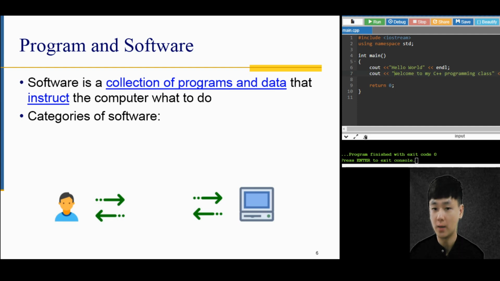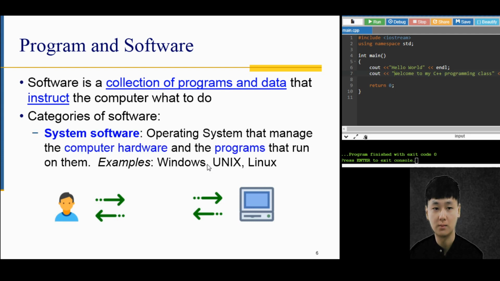So we have two types of software here. The first one is system software, also known as the operating system. The operating system manages the computer hardware and the other software applications. So this operating system will act as a middleman, or the intermediary, between the computer hardware and the computer user, which is you, which is us.